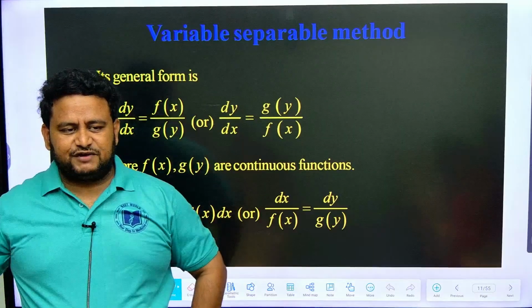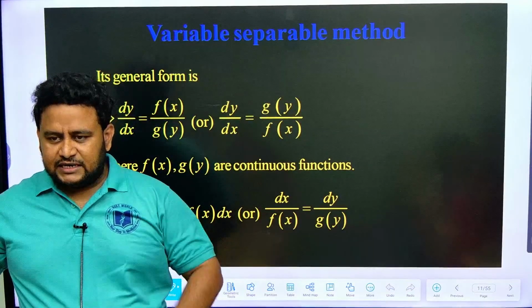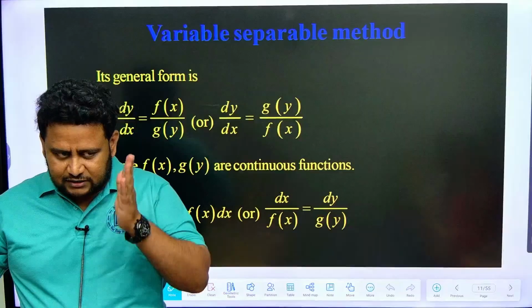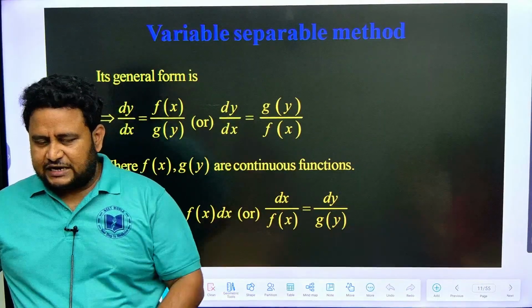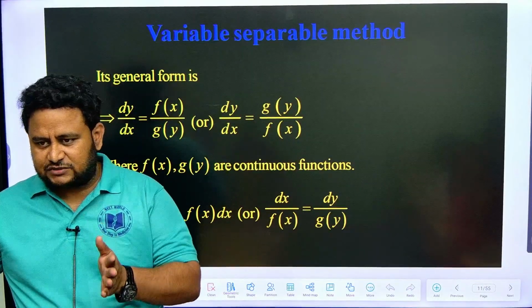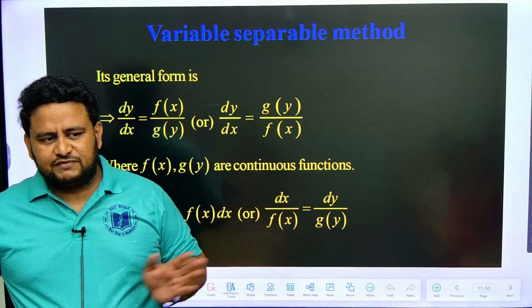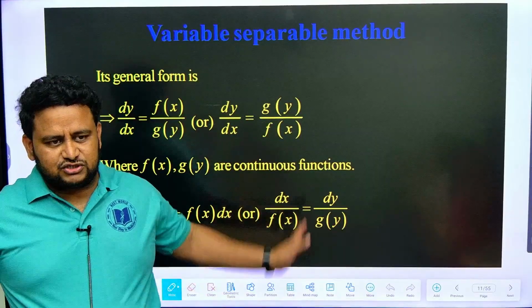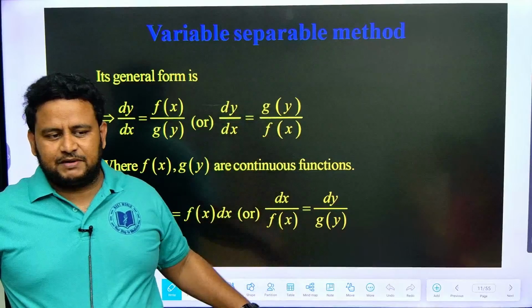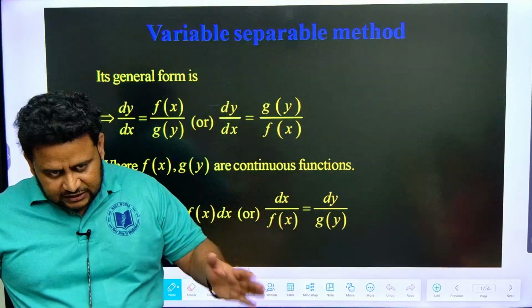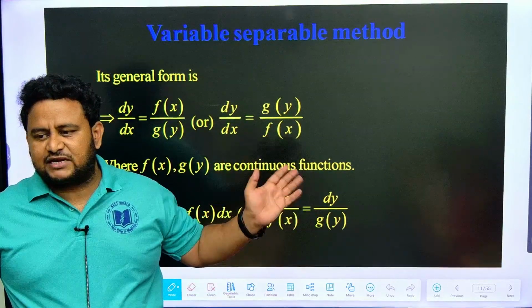Suppose x and y and dy by dx are given. You will take all the x terms to one side and merge them with dx, and you will take all the y terms to the other side and merge them with dy. That is known as the variable separable method. Most of the questions you will be able to solve using it. In the end, at least in the later half of the steps, you will be using the variable separable method.